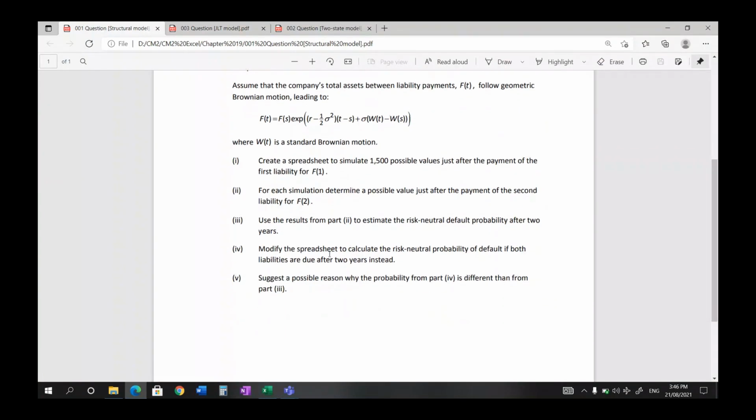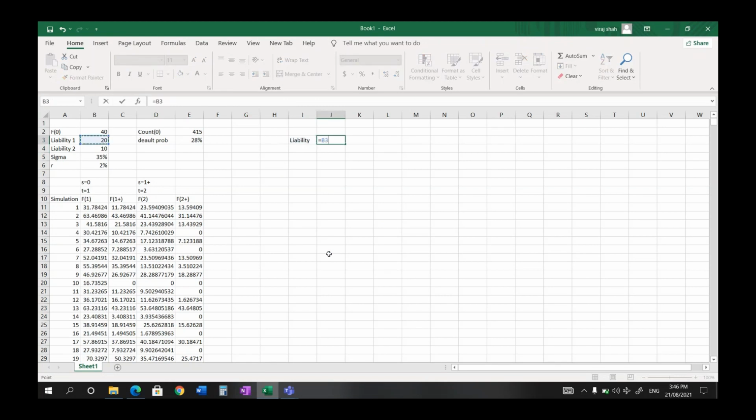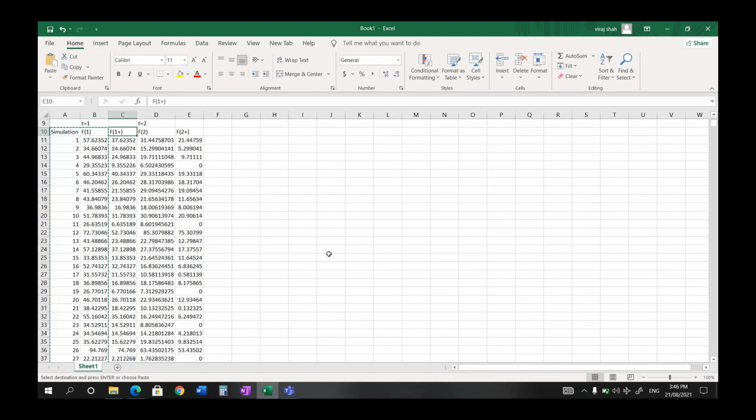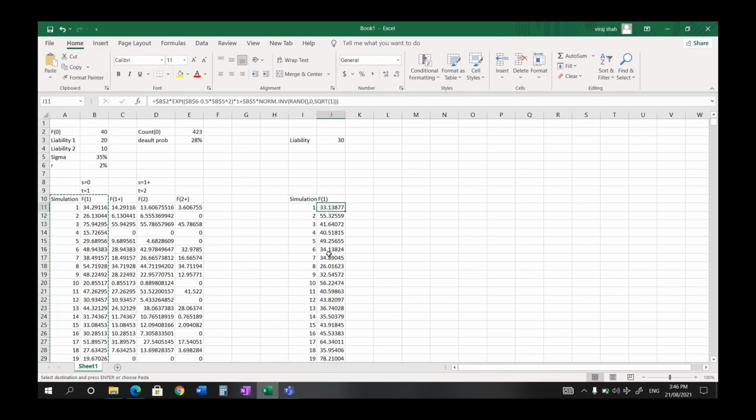Modify the spreadsheet to calculate the risk neutral probability of default if both liabilities are due after 2 years. So basically, now we have only one liability, which would be 20 plus 10 million, paid after 2 years. Let us calculate all our values. I'll just copy paste these two, and amend here only. I do not have to change each and everything.